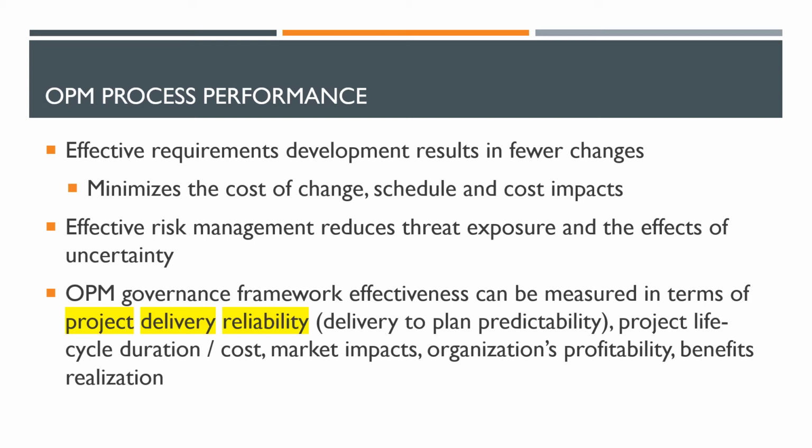Effective risk management reduces threat exposure and the effects of uncertainty. You can have effective risk management, and that automatically reduces threat exposure and the effects of uncertainty. You can reduce the cost of contingency and everything. And finally, OPM governance framework effectiveness is also one process performance area that can be measured in terms of project delivery reliability, delivery to plan predictability, project life duration, cost, market impacts, organizational profitability, and benefit realization. These are some examples of organizational process management performance.